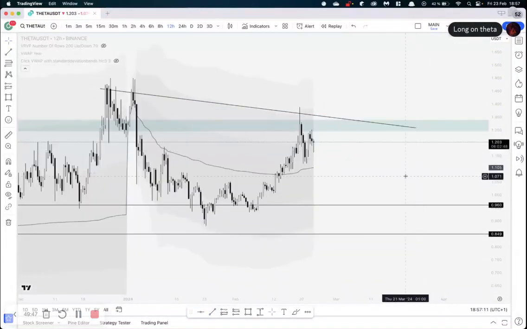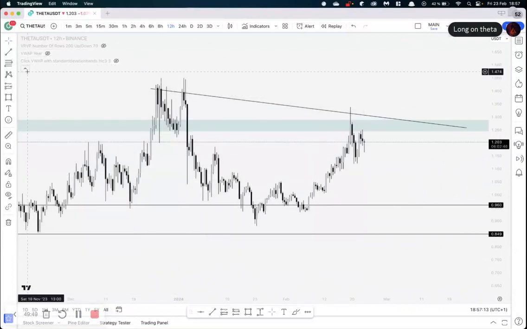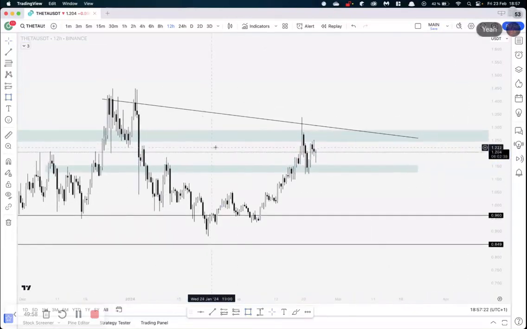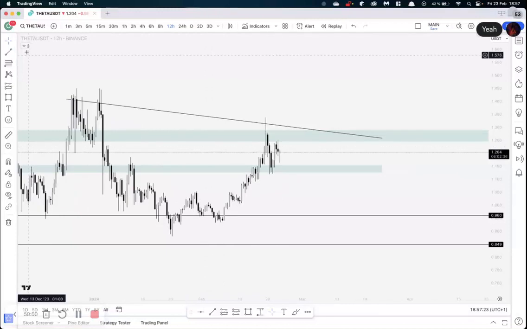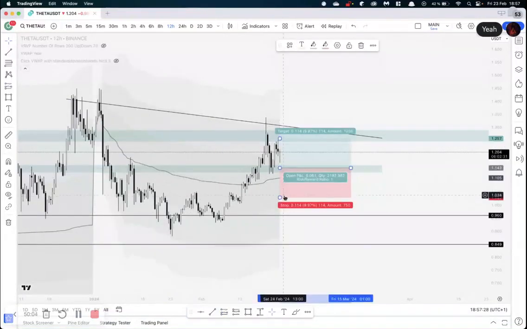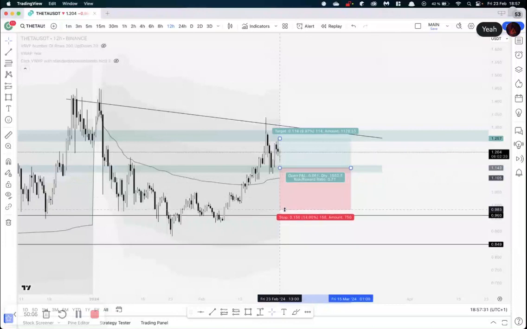Not seeing much on theta here. Did anyone call theta, or do you just want to see it? So you consider longing down here. That's the main idea here. Who called it? Yeah, I mean you could long down here, definitely. Stop loss right on there, possibly.